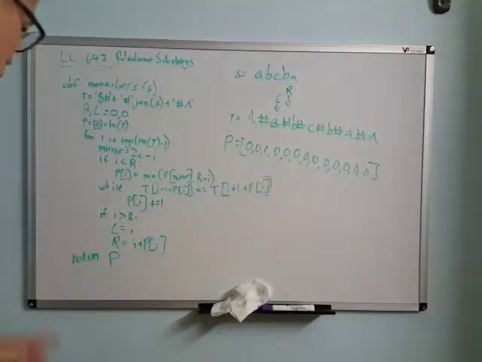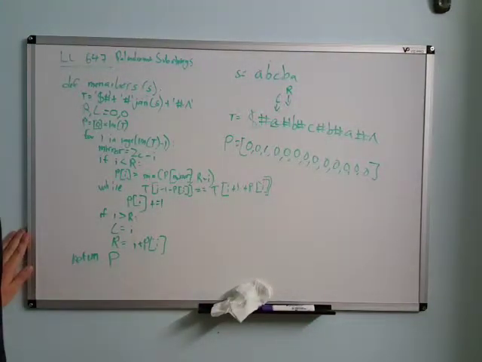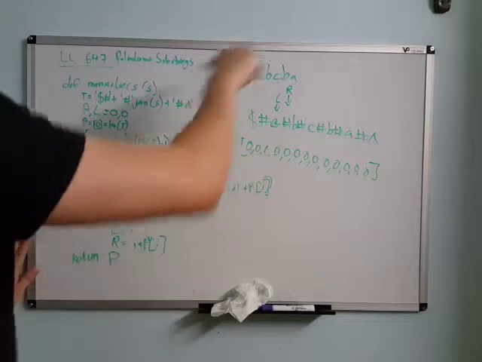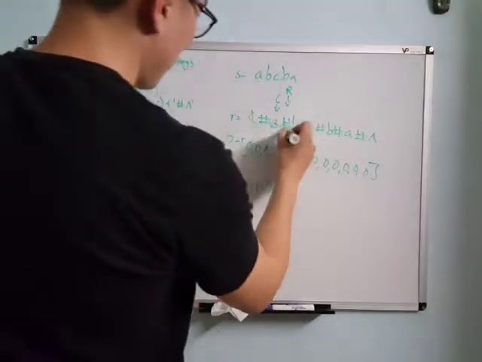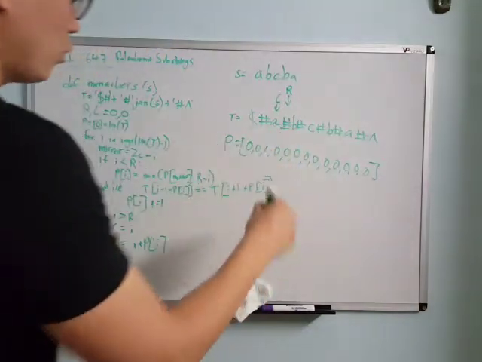So it looks like it's working. Let's just continue the iteration all the way. So now we're at here, index 4.